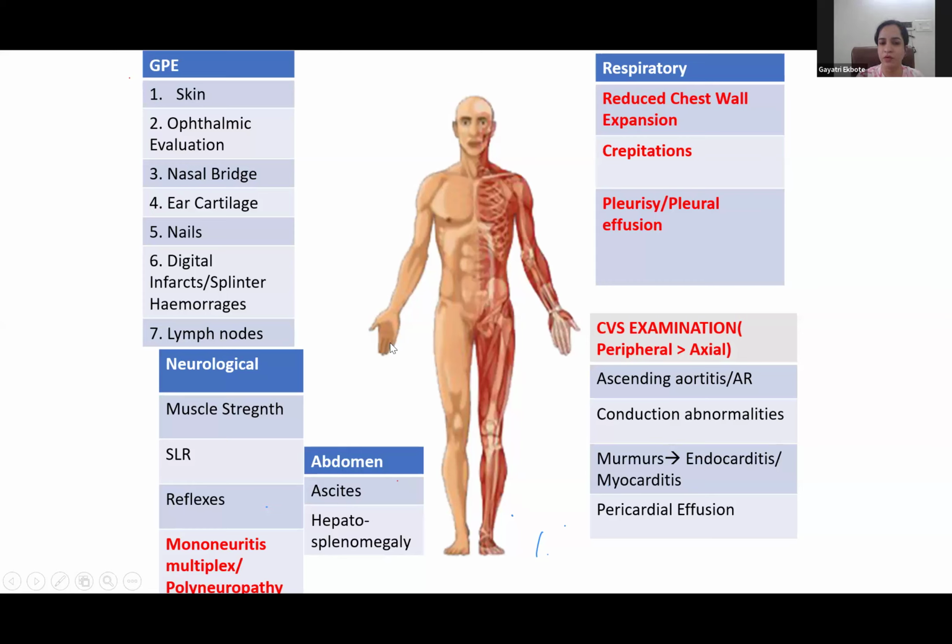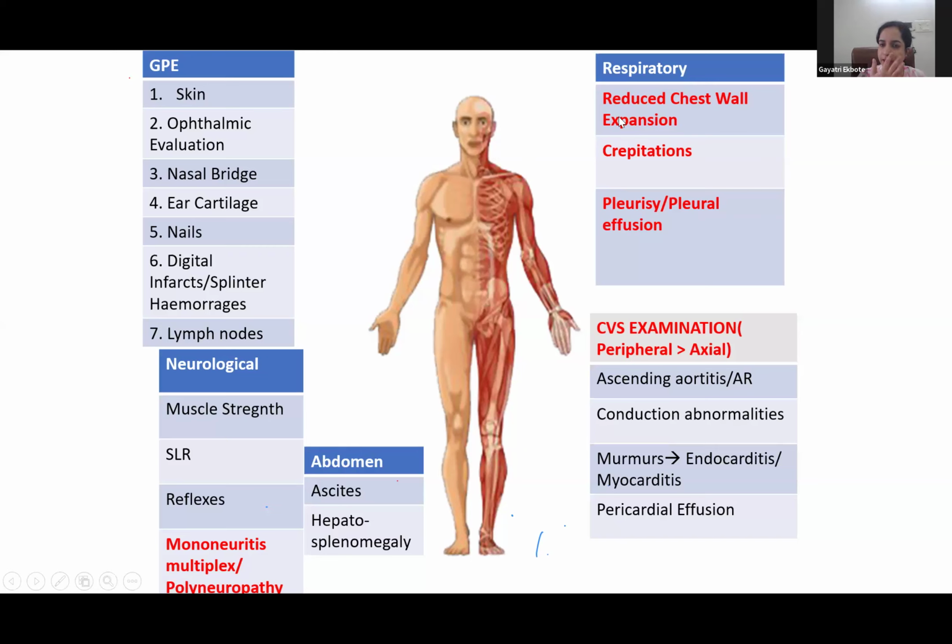Nail involvement is quite common in psoriatic arthritis. Vasculitic rashes, we have discussed. Lymph node involvement is very common in all CTDs. The neurological examination is again very important, especially when you have a patient who also has myopathy or peripheral neuropathy or carpal tunnel syndrome. For the abdomen, you have to look for serositis like ascites. Most SLE patients can have hepatosplenomegaly if they have autoimmune hemolytic anemia.